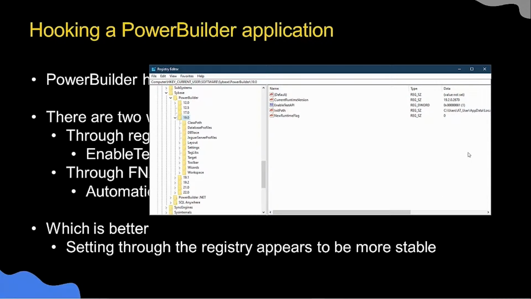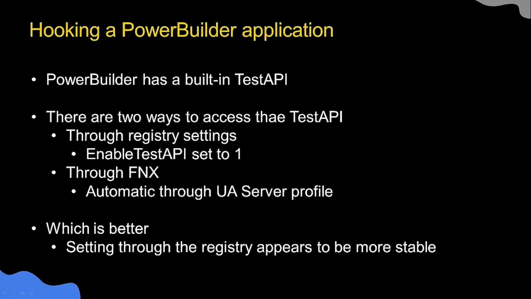So that's one way to hook up Essential Test to a PowerBuilder or PowerServer target application. The other way to do it is through our UA server.